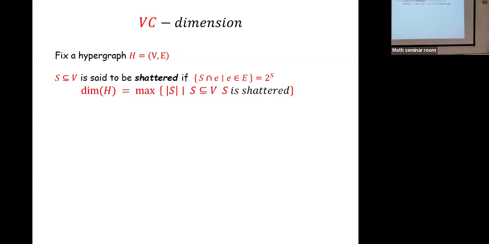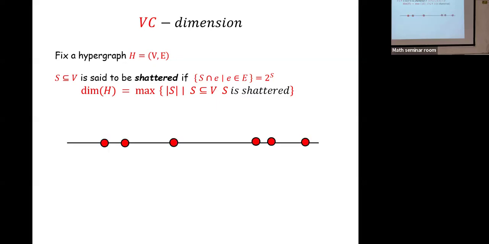Sorry, what does VC stand for? VC for Vapnik and Chervonenkis, two mathematicians. What is the VC dimension of a hypergraph? First, we need to define what is a shattered set. Given a hypergraph, a set S of vertices, not necessarily a hyperedge, any set, it's called shattered if you look at the intersection of all hyperedges with the set, and you get all possible patterns, all 2 to the |S| possible subsets. Then we call it shattered. And the dimension of the hypergraph is the maximum size of a shattered subset.